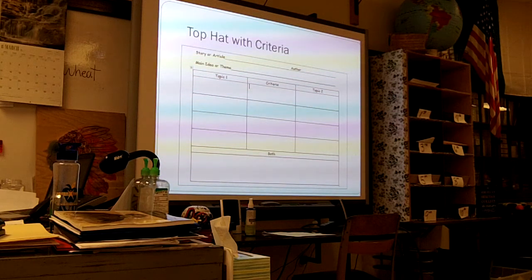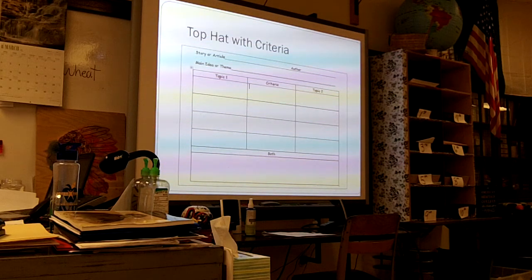In the middle is the criteria. So instead of topic 1 it would say World War I, topic 2 would be World War II. In the middle I would say technology. So in topic 1, for World War I, I would say poisonous gas, trench warfare. World War II I would say planes, nuclear bombs, atomic bombs, and then on the bottom, for both, what similarities do they have?